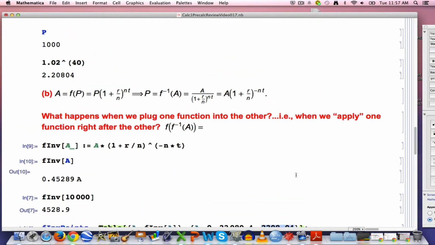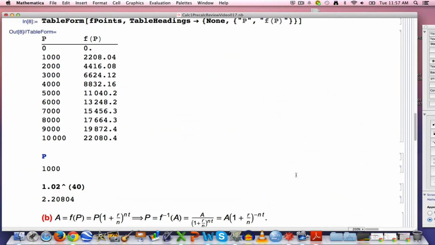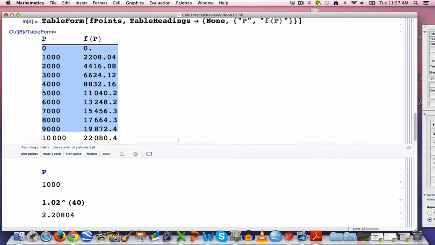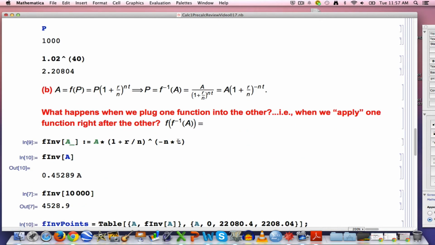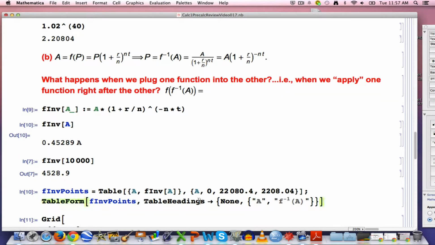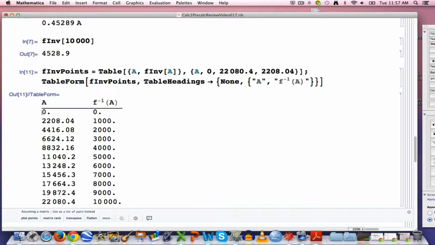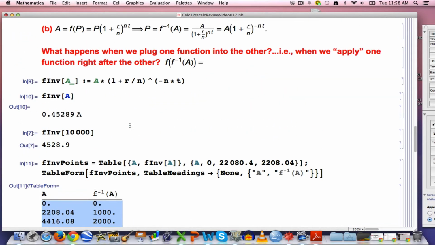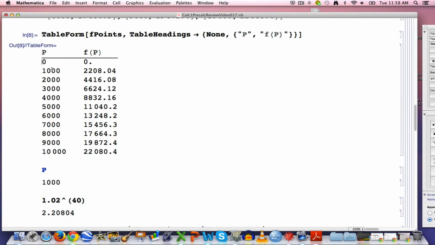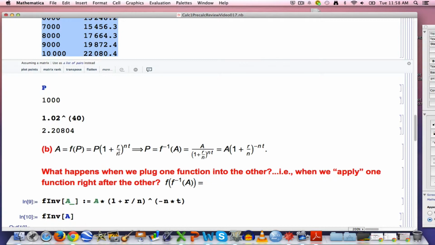Why am I doing that? Well, look at this table and that might give you a hint as to why I'm doing it. If you recall, hopefully you remember that the points for the inverse function are obtained by swapping the coordinates of the points of the original function. And so that's what I've done here. This table consists of points that are swapped. The coordinates are swapped from this original table of the graph of f.